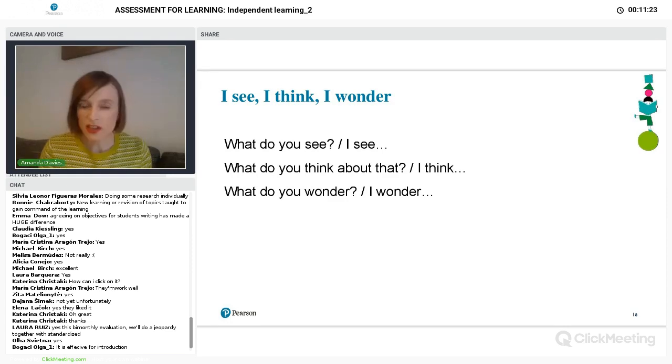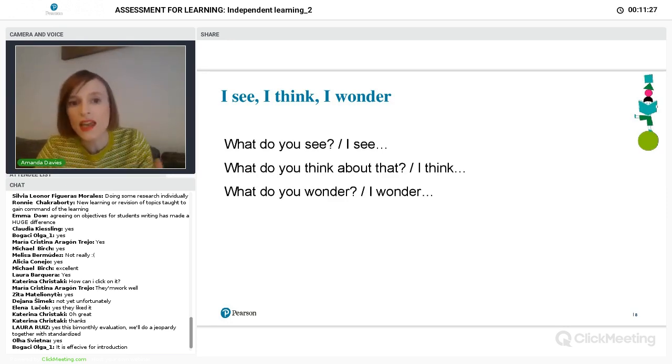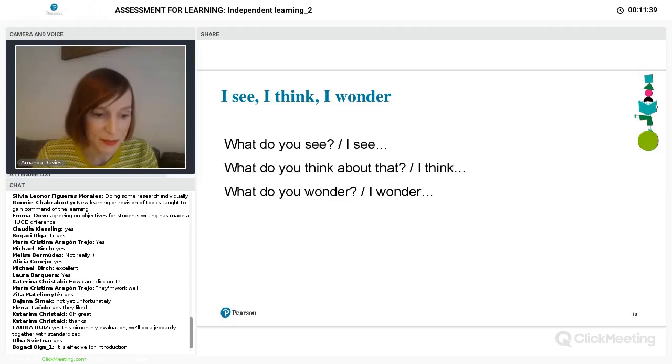I really like these questions because it moves students from the lower order thinking skills, so just describing, and it moves them through to the higher order thinking skills where they're actually starting to formulate their own questions about the topic and start to think about the things that they want to learn.